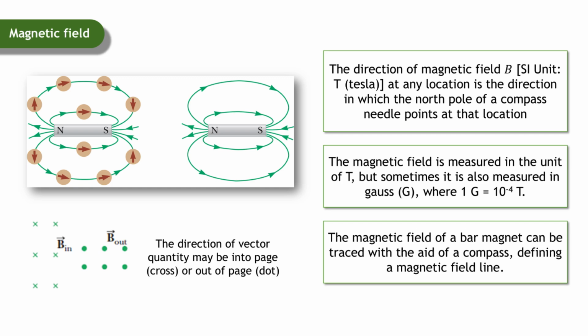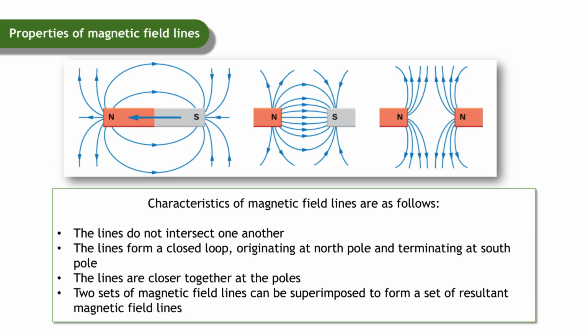While Tesla is the standard unit, the field is also occasionally measured in Gauss, G, where 1 Gauss is equal to 10 to the power of -4 Tesla. We visualize these fields using magnetic field lines, which follow 4 main rules.